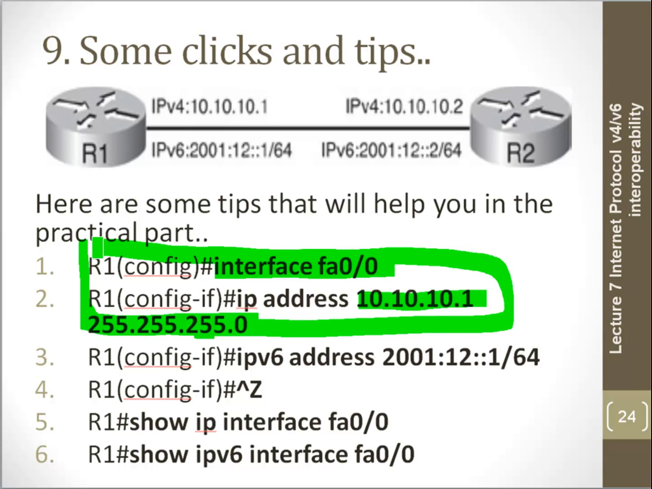If you are going for IPv6, how to configure the IP address? You can see the ipv6 address command. 2001:12:, they have one, so this is the IP address, and /64 is the prefix. So this is how to configure the IP address in IPv6.